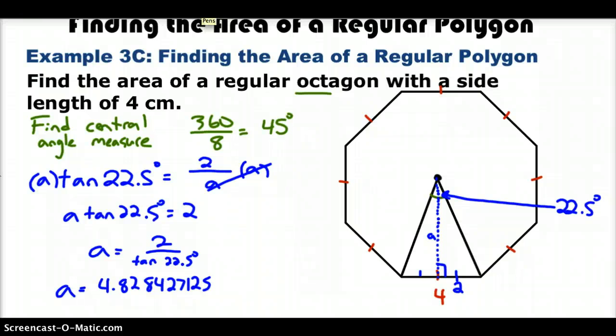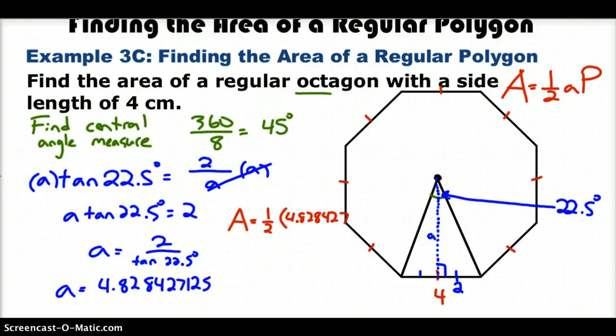All right, so now at this point, remember our formula for this is going to be the area is equal to 1/2 times the apothem times the perimeter. Okay, and so if I were to write out this formula, I'll say that the area again equals 1/2 times our apothem that we got, which is 4.828427125 multiplied by our perimeter. Okay, well, our perimeter here is, remember, we have a side length of 4 and we have 8 total sides, and that's going to be the distance around. Okay, so that should be 32.